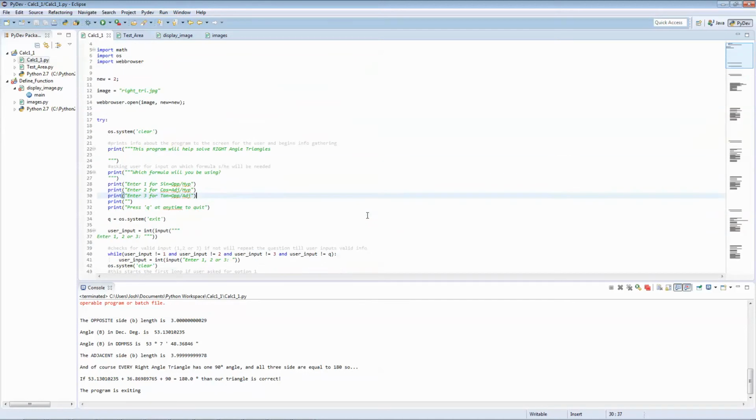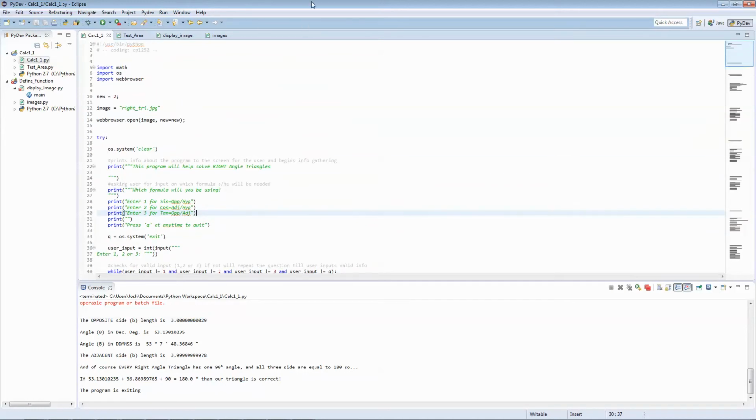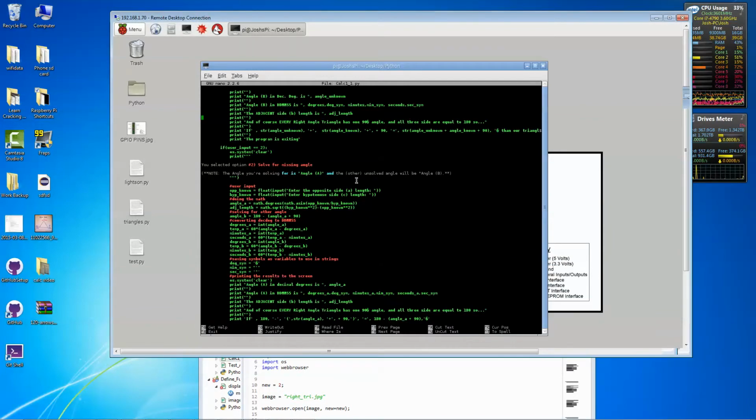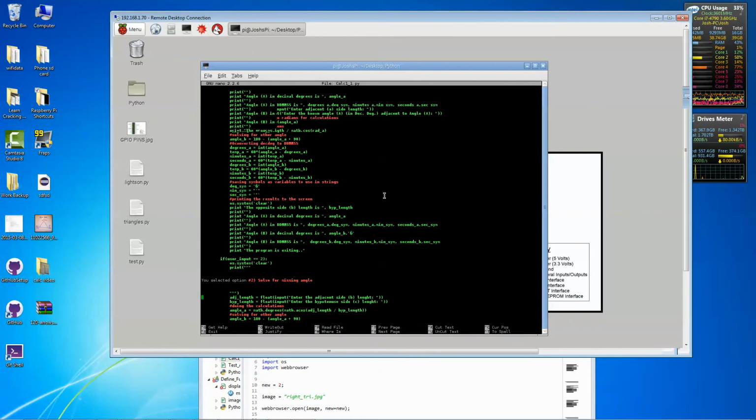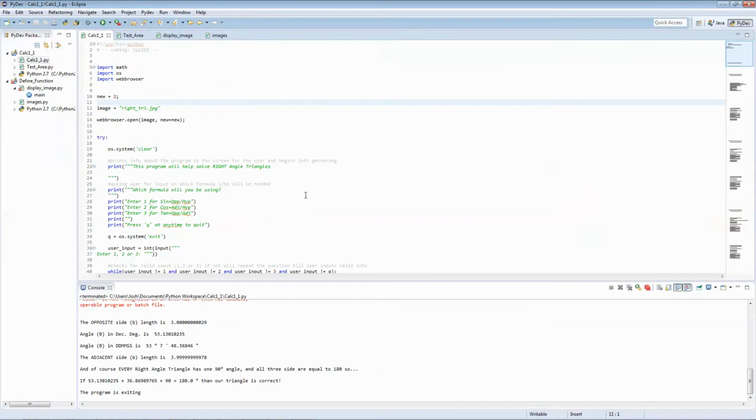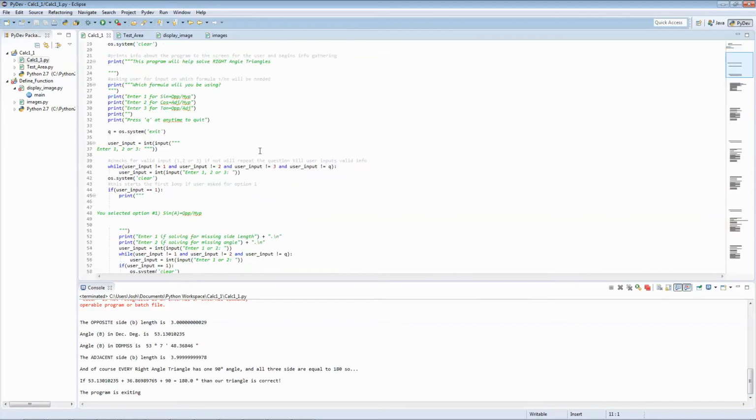So here's my code. This is what it looks like on my Windows computer. I was going to show it to you on the Raspberry Pi, but it looks pretty awful. It's hard to see, so I'm going to show it to you in Windows first. So anyways, here it is.